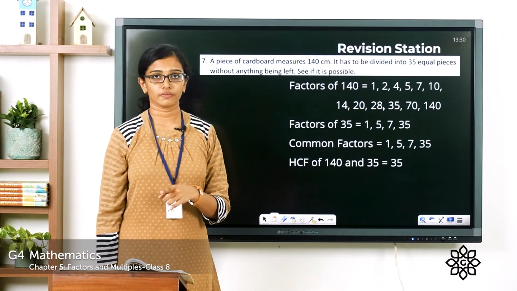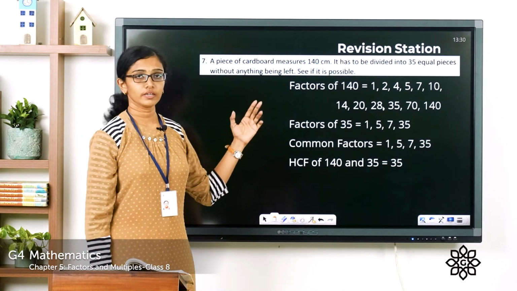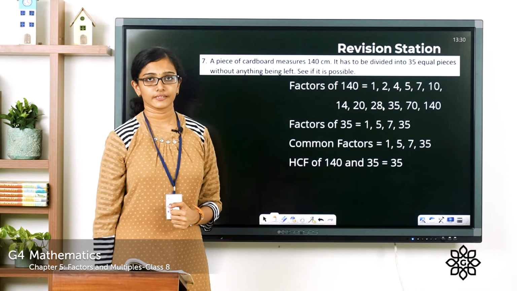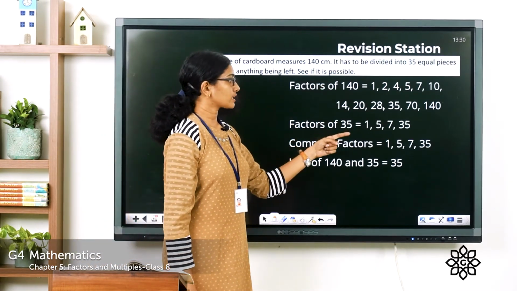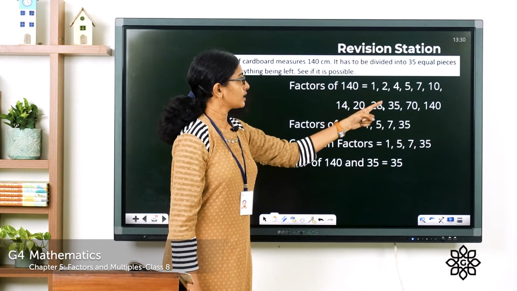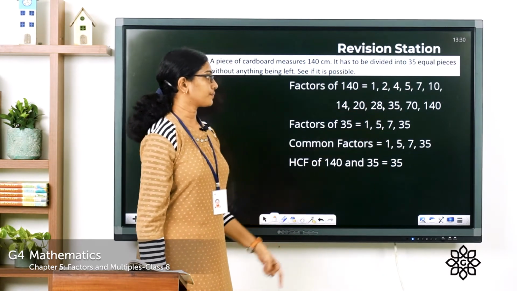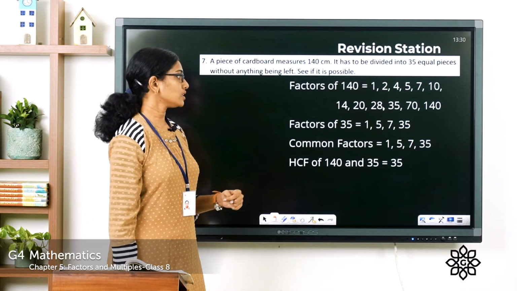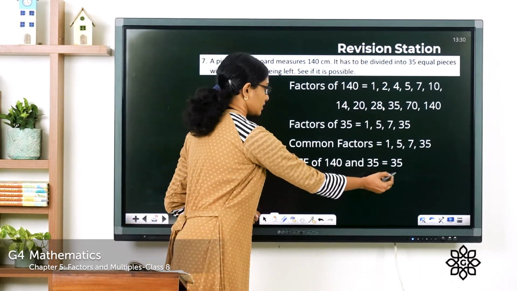So, the factors of 140 are these: 1, 2, 4, 5, etc. These are the factors, and we have the factors of 35. And you see the common factors between them. The common factors are 1, 5, 7 and 35. And which is the highest among these? The highest common factor of 140 and 35 is equal to 35.